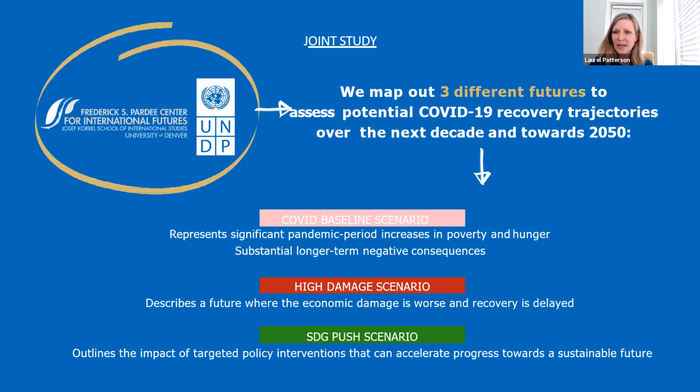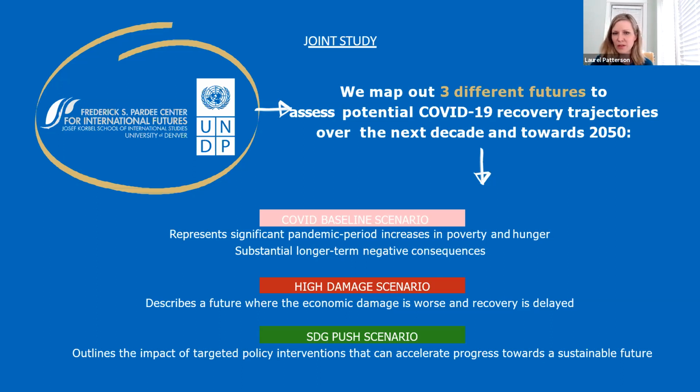The second is a high damage scenario, and this describes a future which is significantly impacted, where COVID recovery is fragmented. It is more difficult in some countries than others. Supply chains are disrupted significantly more than we might imagine they would be right now. This is our high damage scenario, where recovery really is delayed.